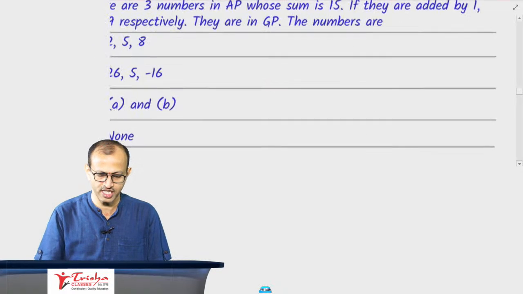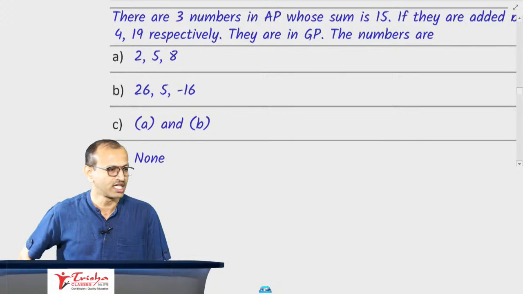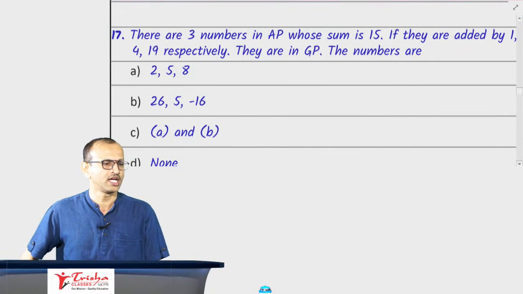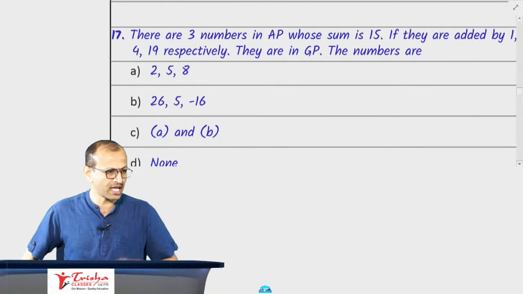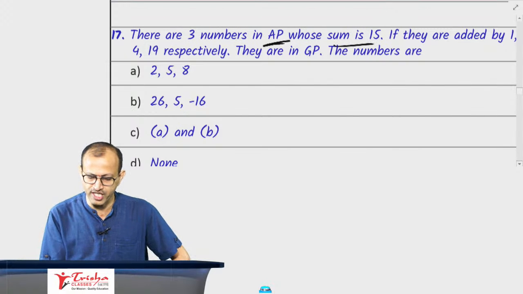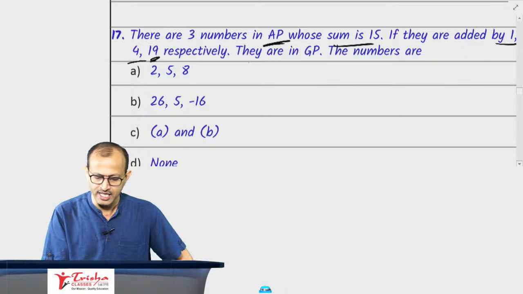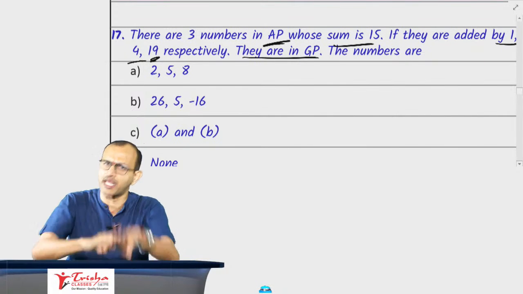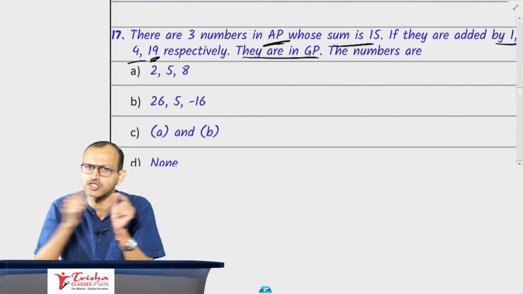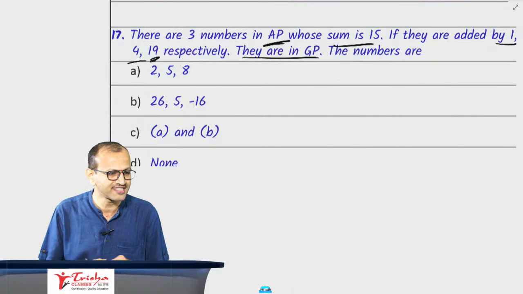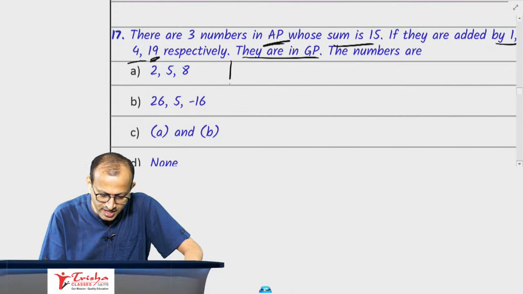Question on your screen. There are 3 numbers in AP. The 3 numbers in AP, note that very carefully, whose sum is 15, if they are added by 1, 4, 19, they are in GP. What are the numbers? You have to add some numbers to each. They become GP. What are such numbers? Shall we work out? All of you are ready with me?